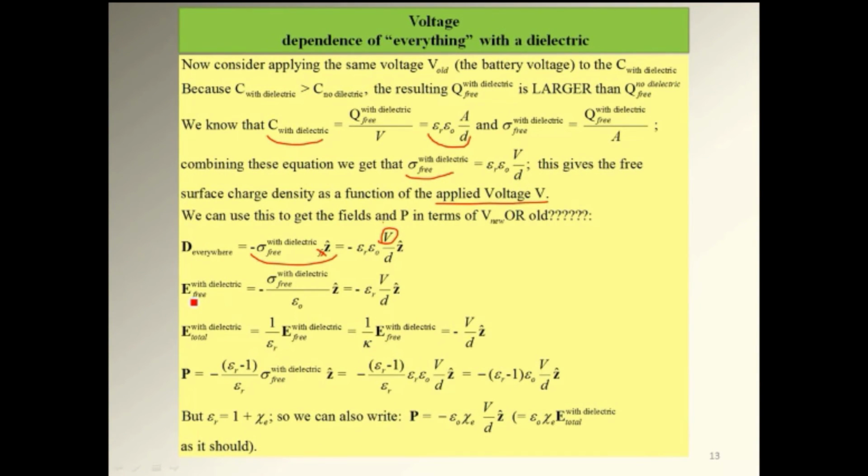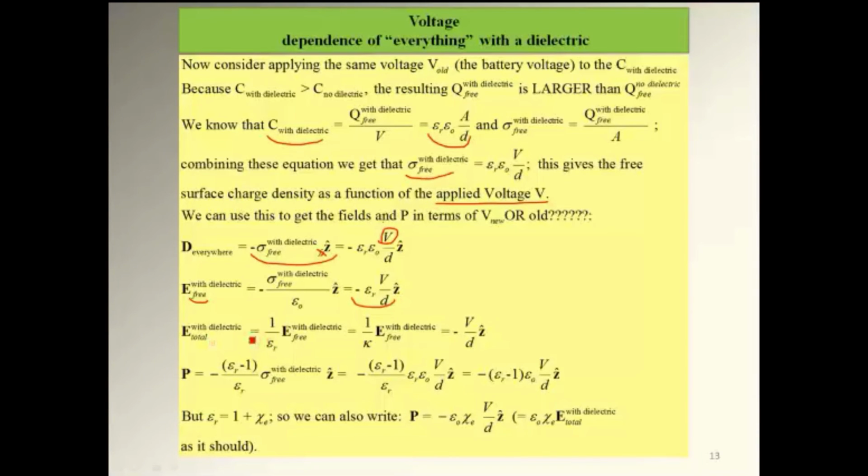E with the dielectric free is another field that we can get. This will be a free E field, and that will be larger because we have a larger sigma free. So if you take the sigma free divided by epsilon 0, and this is with the dielectric, this is E with the dielectric, then what you find is that that is increased from what we would have gotten without the dielectric, which is V over D. So then we have the total field. This is the E field inside the dielectric, and let's see how that depends on the battery voltage.